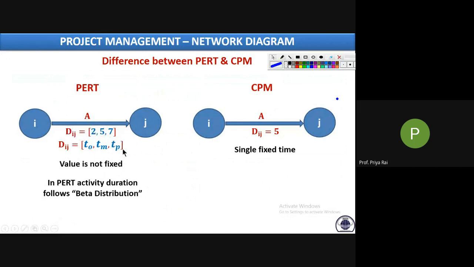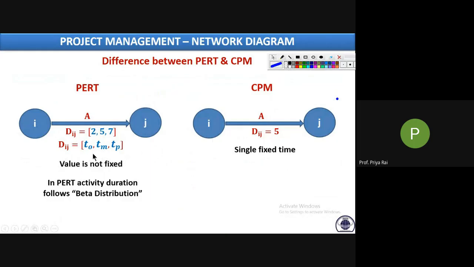Whereas in CPM, we are only getting one single fixed time. And these times are not fixed. So this is the main difference between PERT and CPM. Here 3-time estimate, here single time estimate. And one question will be coming in MCQs, like in PERT activity, duration follows beta distribution. So this one you have to remember. Why? Because these are not fixed, right? It is varying. So it is varying in a beta distribution form.